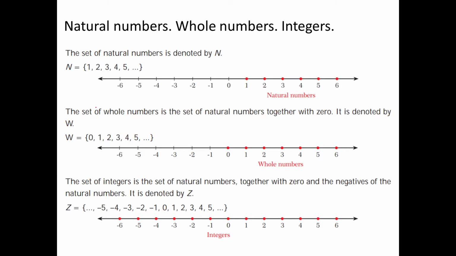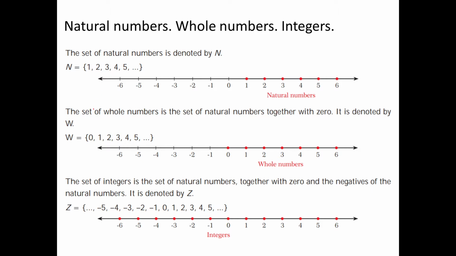The set of natural numbers is denoted by capital N. And the natural numbers are 1, 2, 3, 4, 5, and so on.